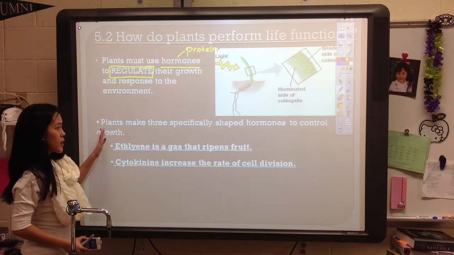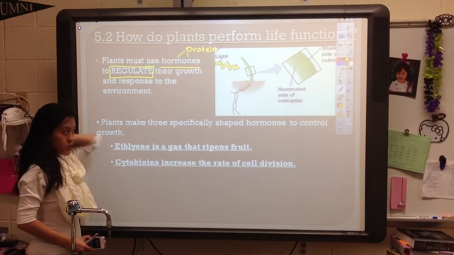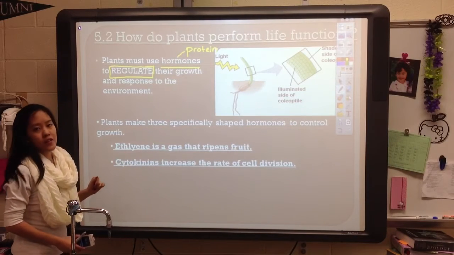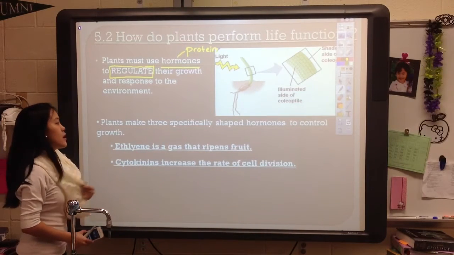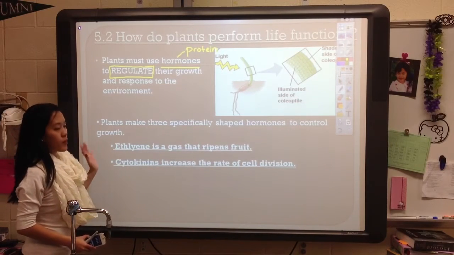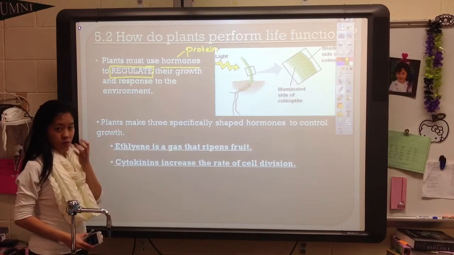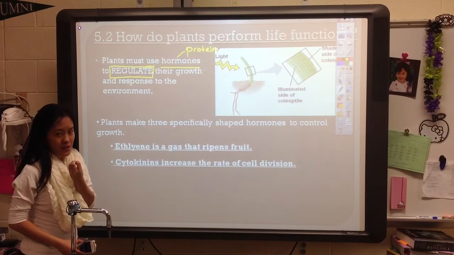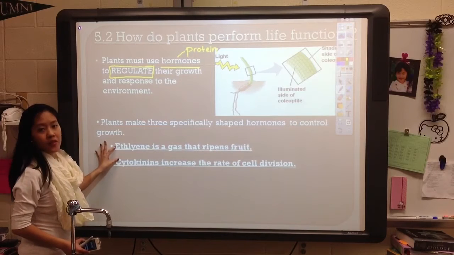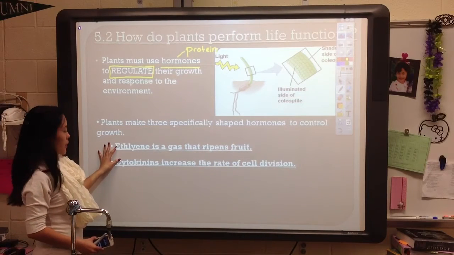So plants actually make 3 specific hormones that we need to know about. The first is called ethylene. And ethylene is actually a gas that is used to ripen fruit. Okay, ethylene is used to ripen fruit. So if you think about biting into a red strawberry that's really, really sour, it might not be fully ripe yet. Maybe there wasn't enough ethylene produced by the plant to ripen it.